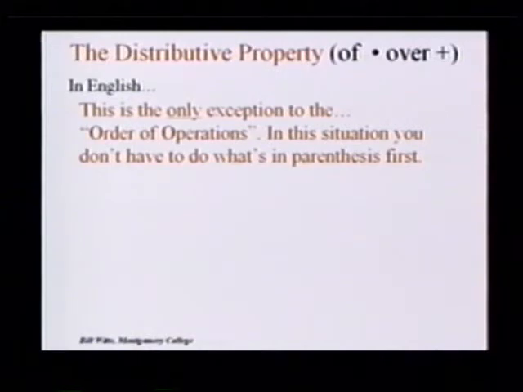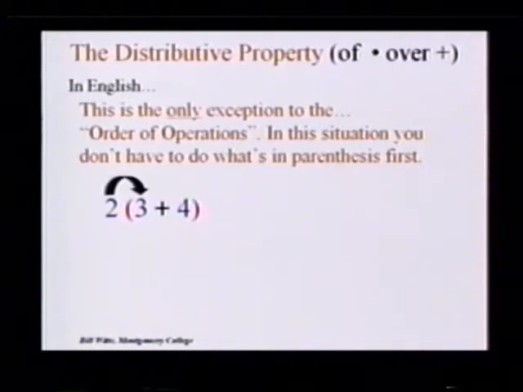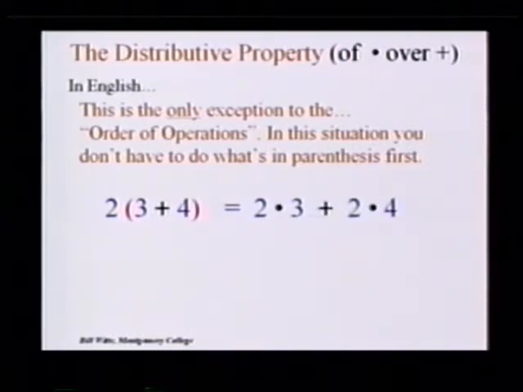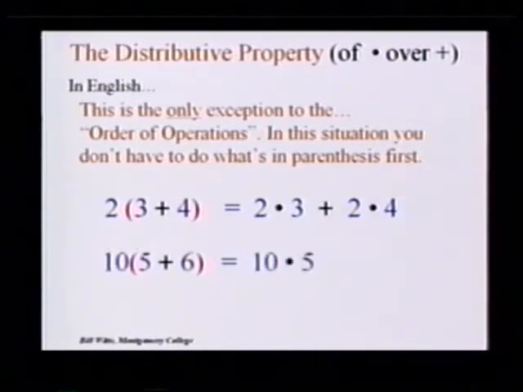I think there was one more, and that was kind of a mixture of the two. The distributive property of multiplication over addition. Jolly good. Basically, this is the one exception to the order of operations. Remember, the order of operations had us doing what's inside parentheses first. If you're in a situation like this, you can do what's inside parentheses, or you can distribute that 2 to each of the numbers inside parentheses. 2 times 3 plus 2 times 4, and you'll get the same result. 10 times 5 and 10 times 6. You'll still get the same result.